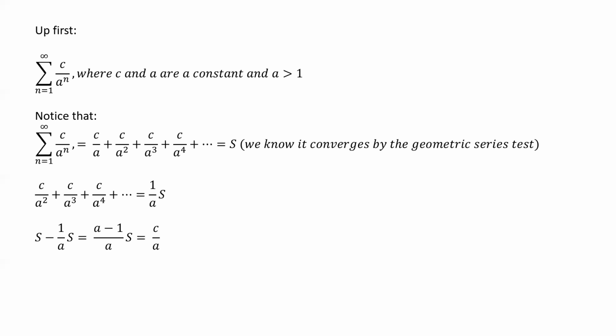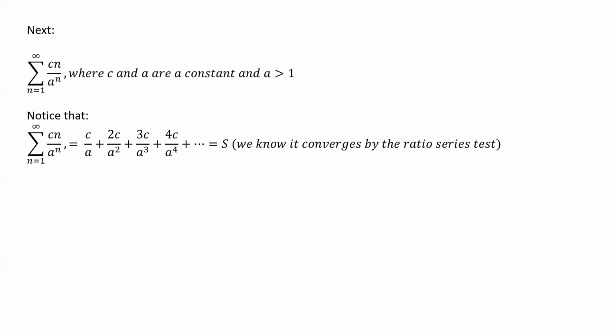Now all we've got to do is solve for s, and we would know what that first series of the constant over a to the n would equal. And therefore, the series of c over a to the n would equal c times 1 over (a minus 1). I'm going to keep it in that form because we're going to see that form pop up multiple times when we do other terms in a bit. So that was the constant term.